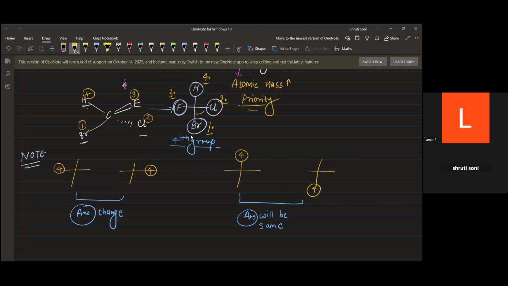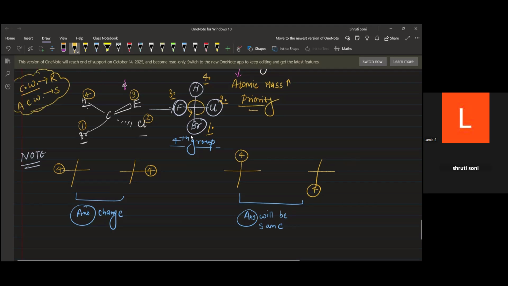Okay, so now we mark an arrow and see whether the compound is clockwise or anti-clockwise. First, second, third, and fourth. So is the compound clockwise or anti-clockwise? Yes, it is clockwise. So clockwise means it will be R, and anti-clockwise S. Now we see that this is clockwise and the product has R configuration.